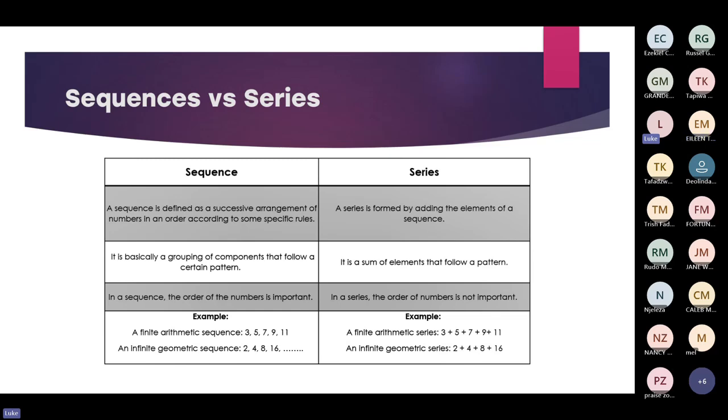At the bottom, the last row has got examples: an infinite arithmetic sequence 3, 5, 7, 9, and then an infinite arithmetic series, where we're just adding 3 plus 5 plus 7 plus 9 plus 11. Then an infinite geometric sequence 2, 4, 8, 16, and an infinite geometric series 2, 4, 8. We're just adding. So series are just the addition of a given sequence.